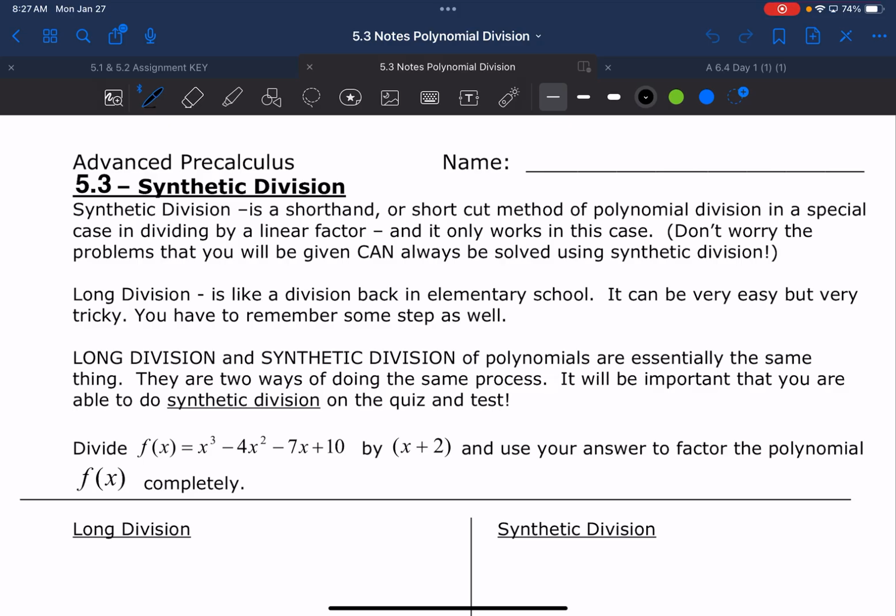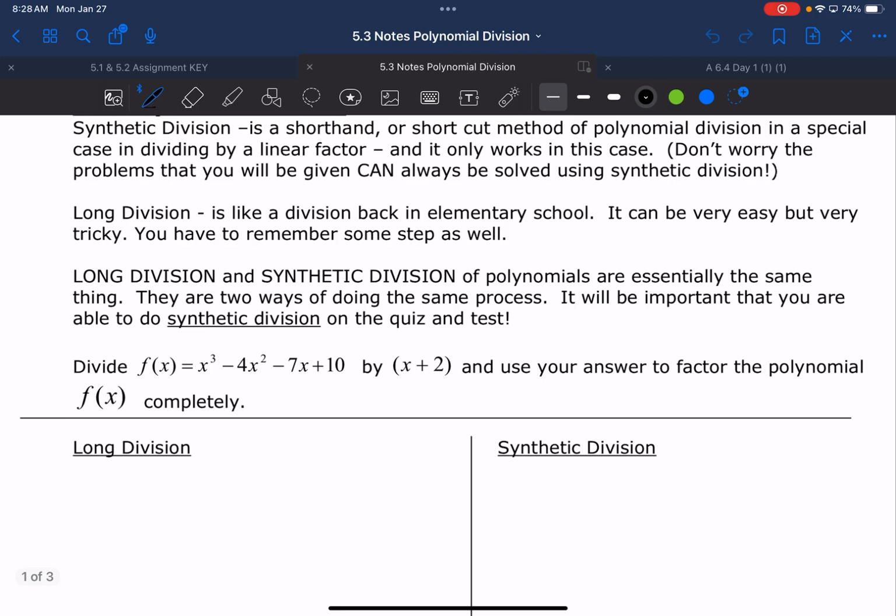With long division, it's like what you did back in elementary school. It can be easy, but if you make any mistakes along the way, it's going to mess up everything from there on out. So we have to make sure that we are very careful when performing long division. Whenever you're doing either one, polynomials are basically the same thing. It's just two different ways to do the same process. So make sure that you get the hang of at least one of them.